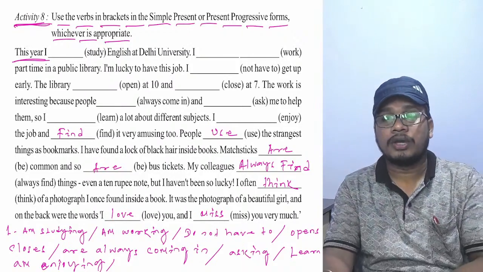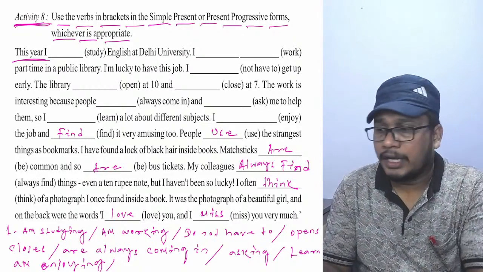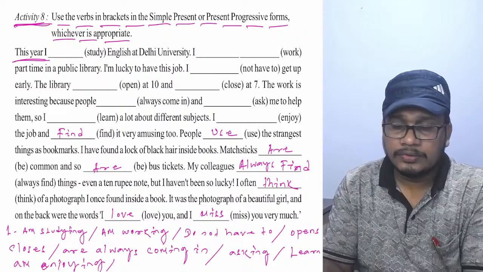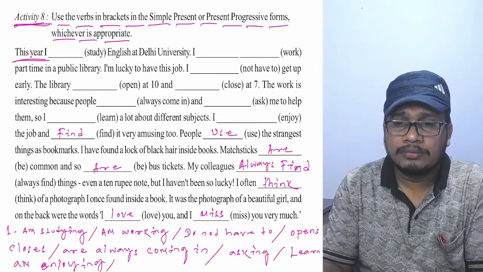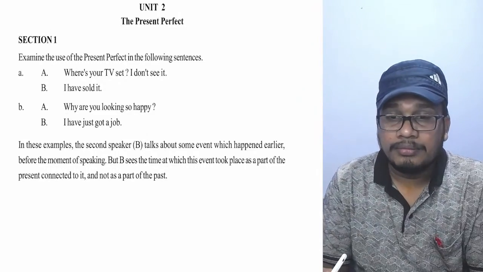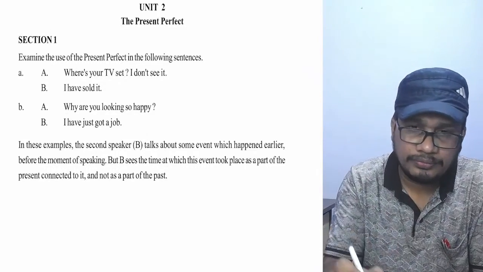Now your activity 8 is over. Did you get it? Please comment yes or no.